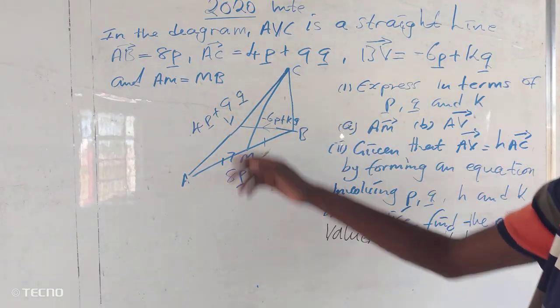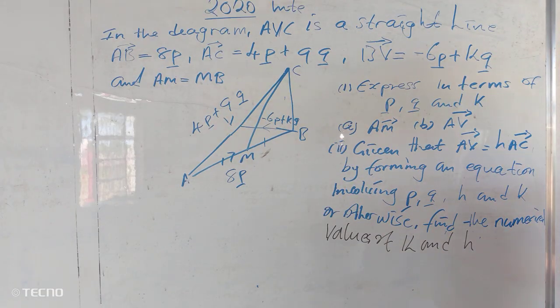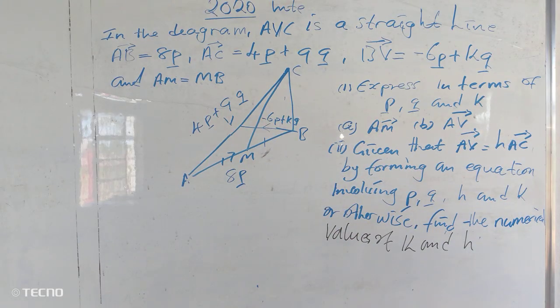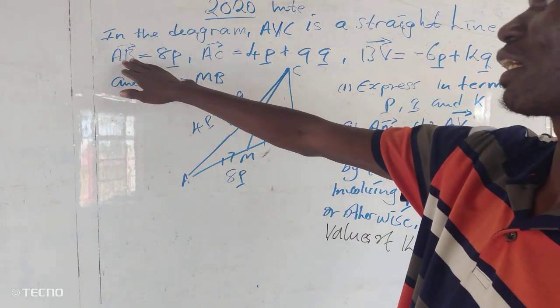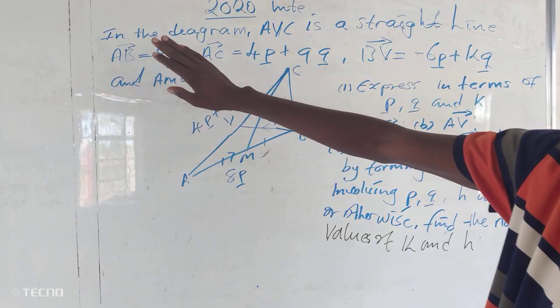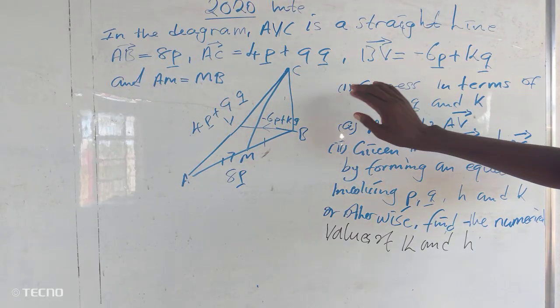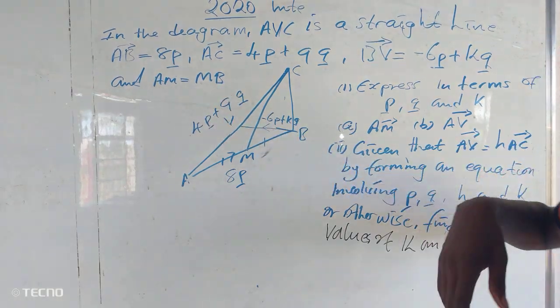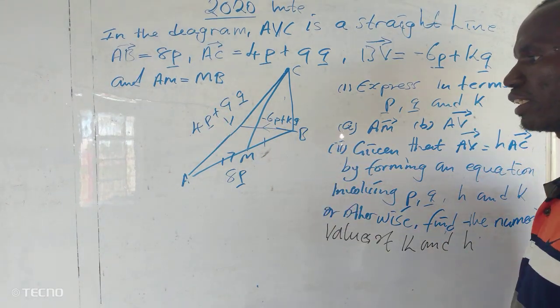Here with me is a 2020 internal BCE question on vectors. The question says, in the diagram ABC is a straight line. We have that vector AB is equal to this, vector AC is equal to that, vector BV is equal to this, and vector AM is equal to this. Then this is the vector.